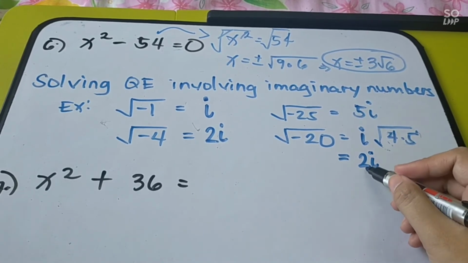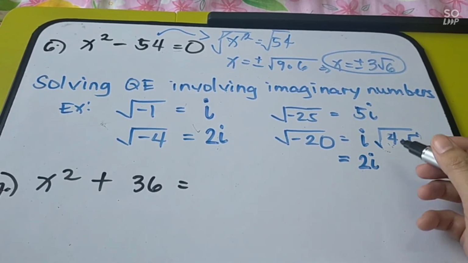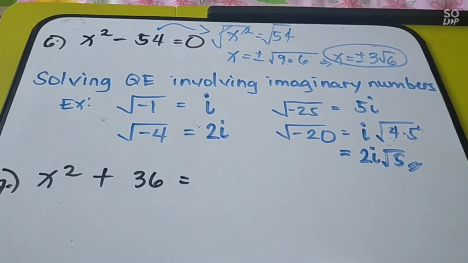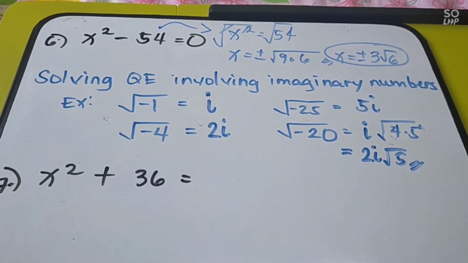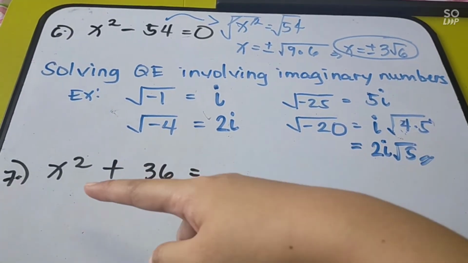The numerical part must always come first, because the square root of 4 is 2. 2 times i is 2i. Then, square root of 5. That is it. Okay? So, when it comes to imaginary numbers, the negative becomes i. Is it clear? Now, let us have number 7.